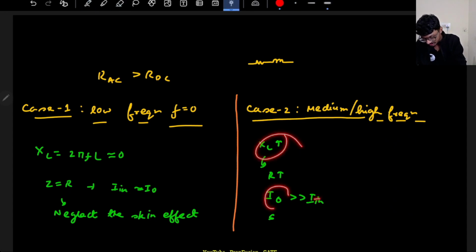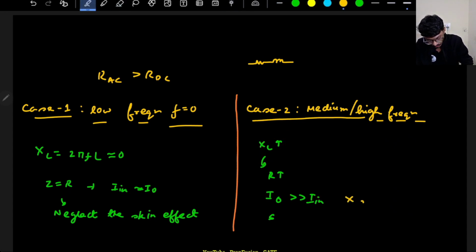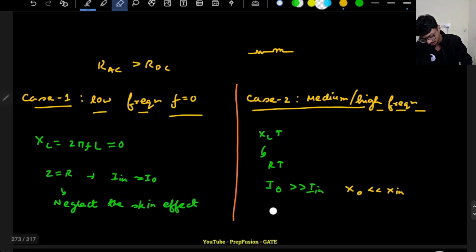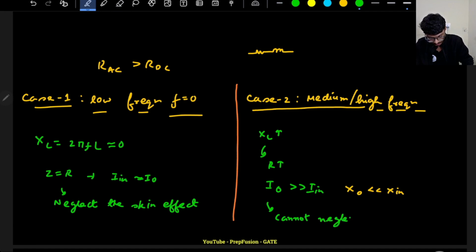Because the outer reactance will be much lower than the inner reactance. Inner reactance will be higher, that's why most of the current will flow through the outside. So here the skin effect cannot be neglected. Now for induction machines, what is important?